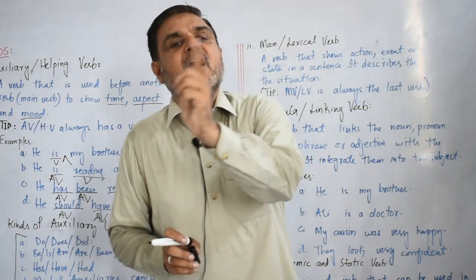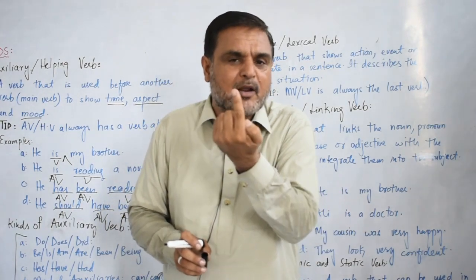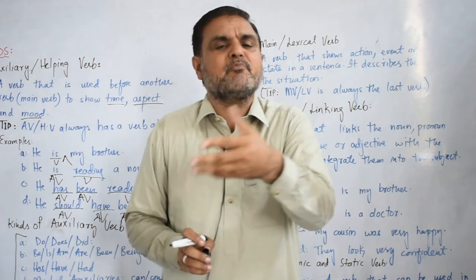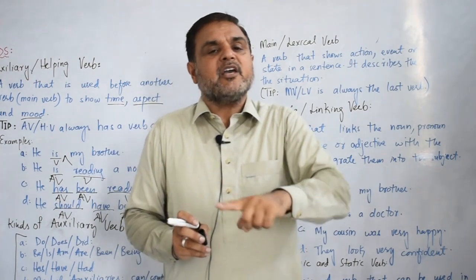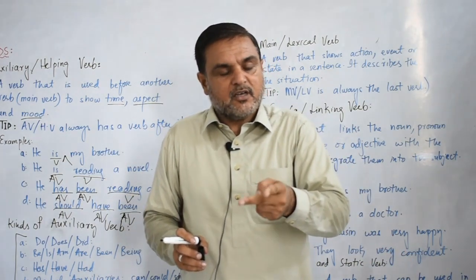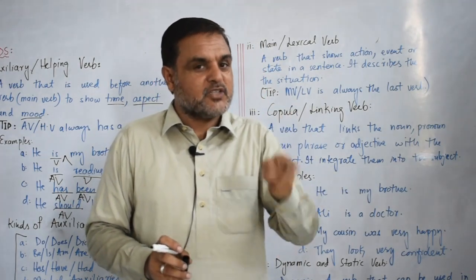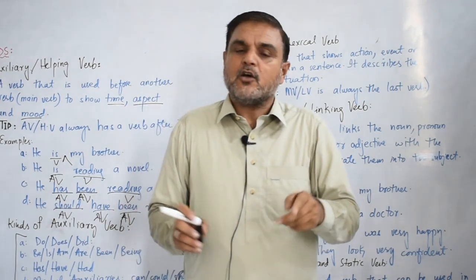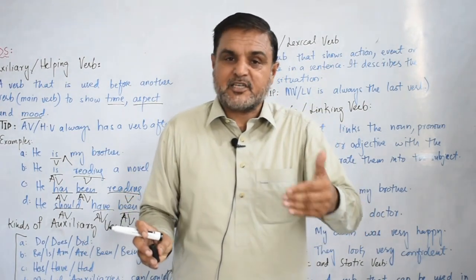One, the main verb is the last verb. If there is a sentence that has only one verb in it, it can be the main verb or it may not be the main verb. But one thing is for sure, the main verb is the last verb in a sentence. Second, it shows the action, it shows the event, it shows the state, or you can simply say the situation in a sentence is represented by the main verb.